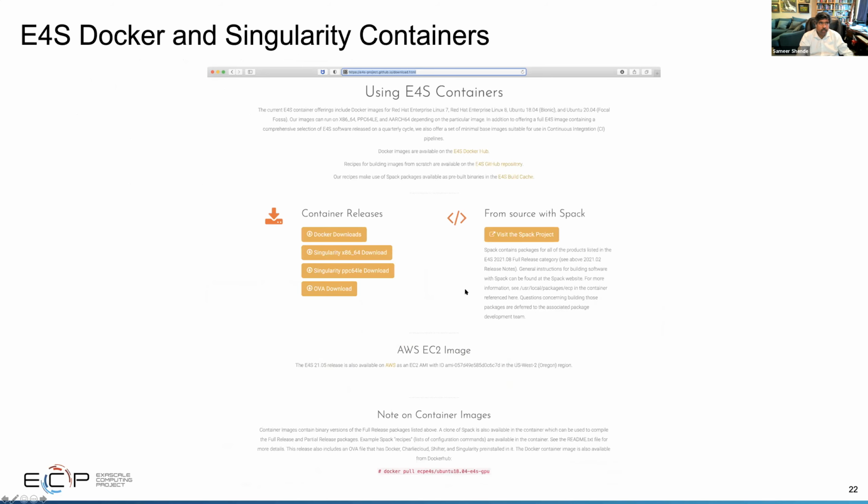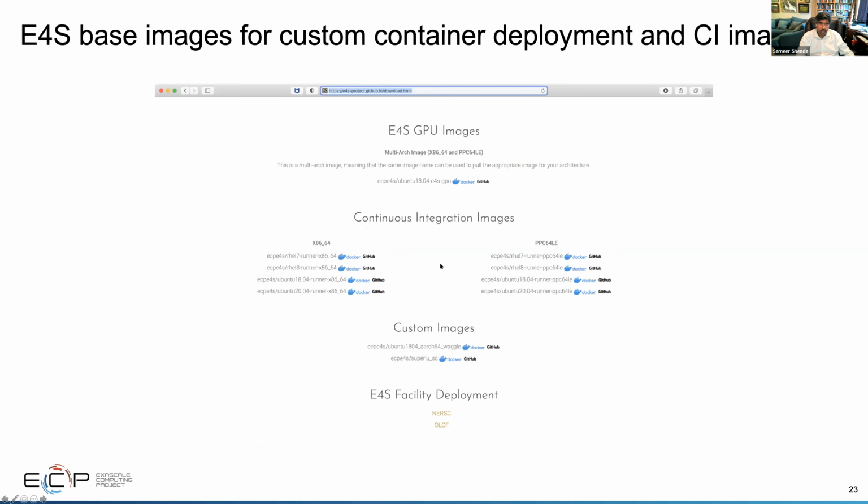Now we support Docker, and with Docker you already have support for other runtimes, but there's a Singularity download, and there's a Docker download on the E4S download page. You can even pull the images using this docker pull ecpe4s command like this. We also have GPU images, and a multiple architecture image for x86-64 and PPC64LE. And we also have continuous integration images and base images that you can use to create your own custom images. There are some examples of that here, and then there are some facility deployment pages here.